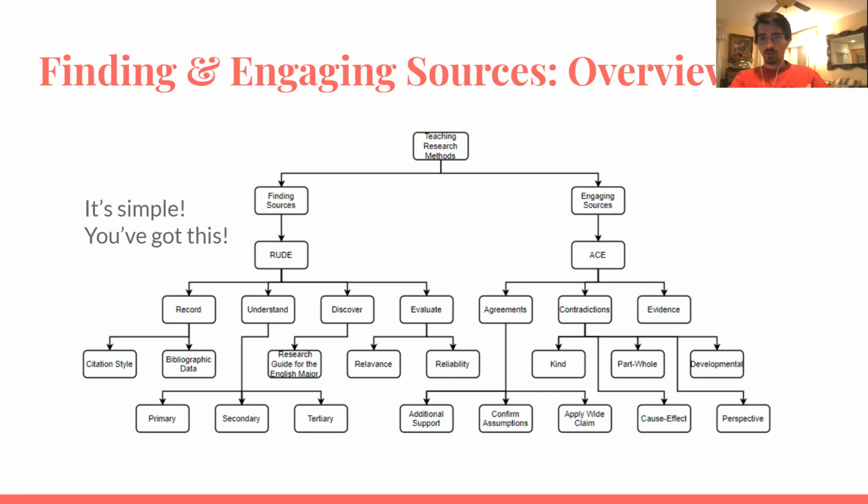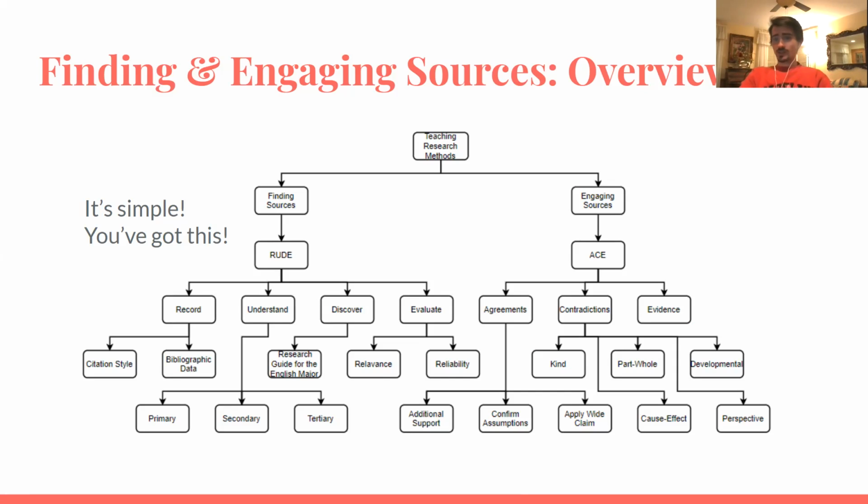Once you've found a bunch of sources that you think might be good for your research, then you can start engaging those sources to start narrowing them down. And to remember the steps of engaging your sources, you can use the acronym ACE. And ACE stands for agreements, contradictions, and evidence. For agreements, look for ways that the evidence of one source supports the claims of another source. And for contradictions, look for ways that the evidence from one source contradicts the claims from another source.